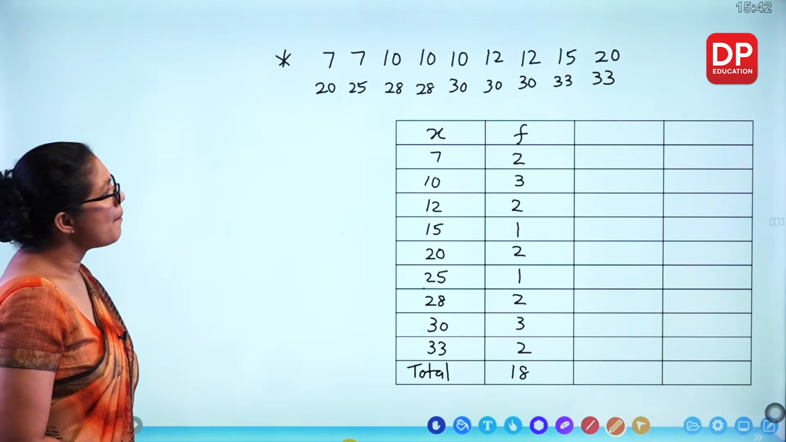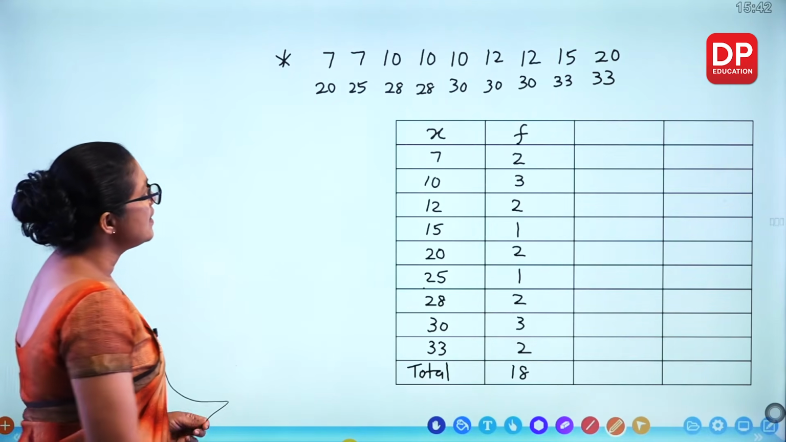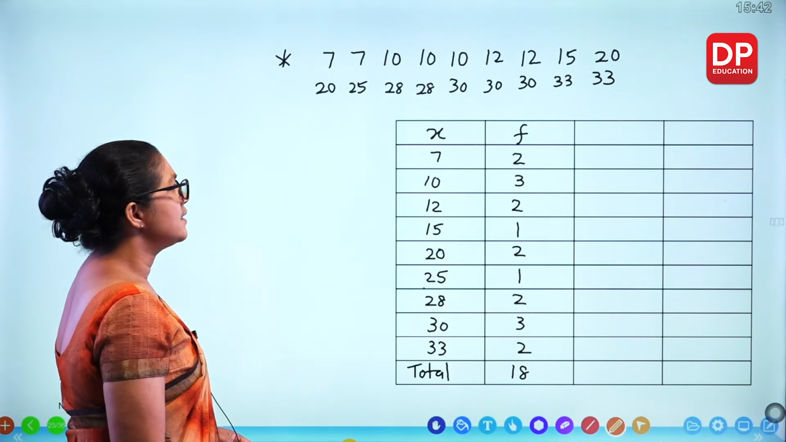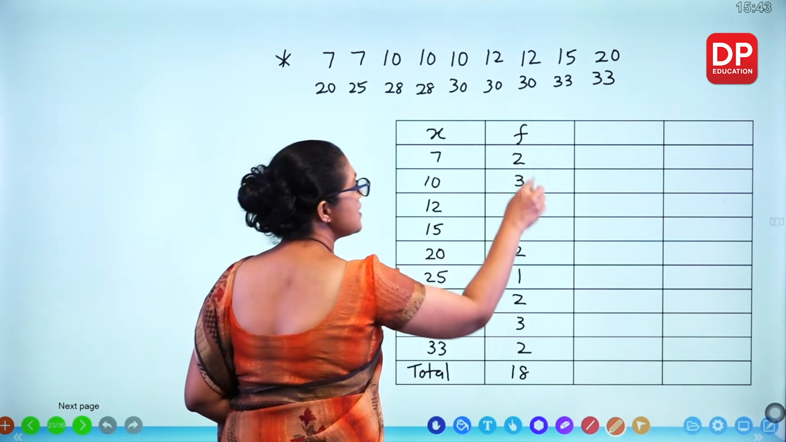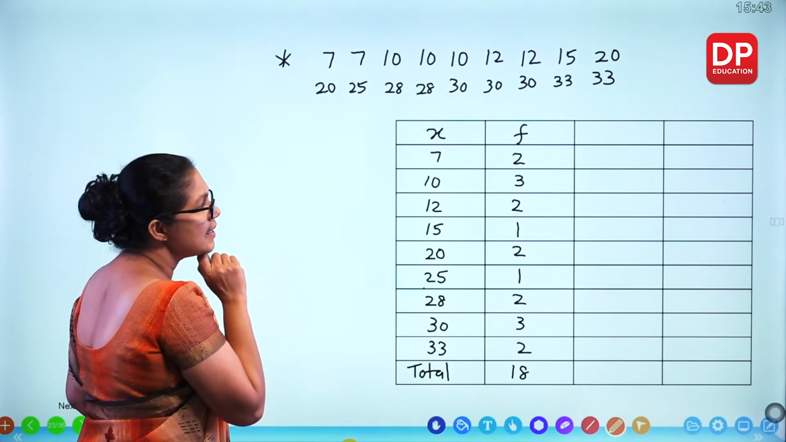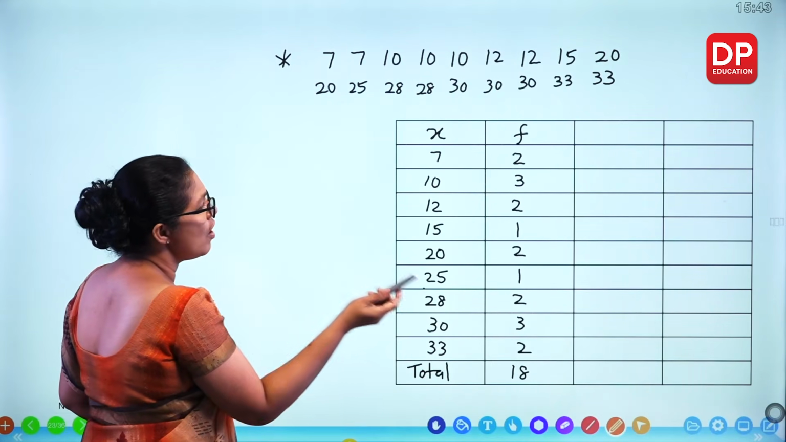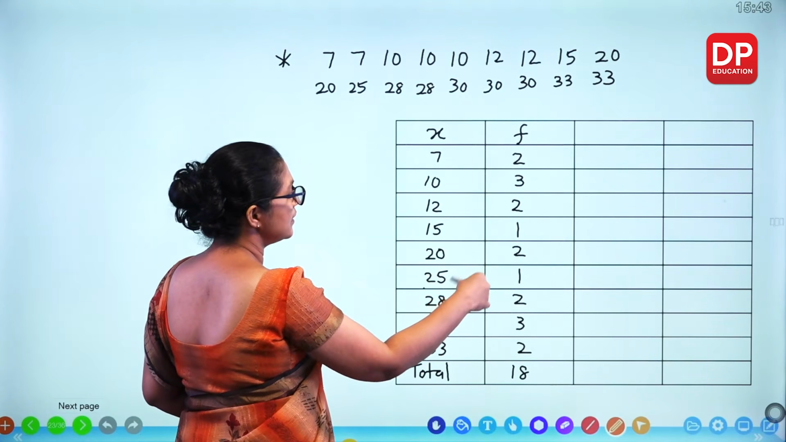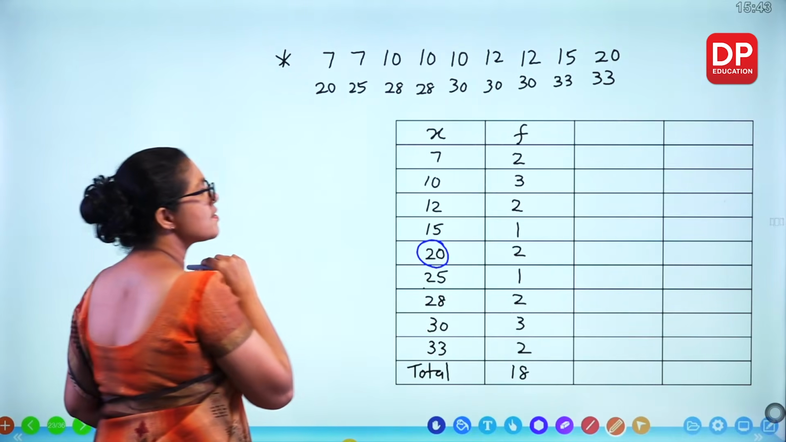We'll take this example. You are given this table and you first have to take an assumed mean. Sometimes we take the mode value as the assumed mean, the one with the highest frequency, or you can take any middle value. So I'll take somewhere around 20.